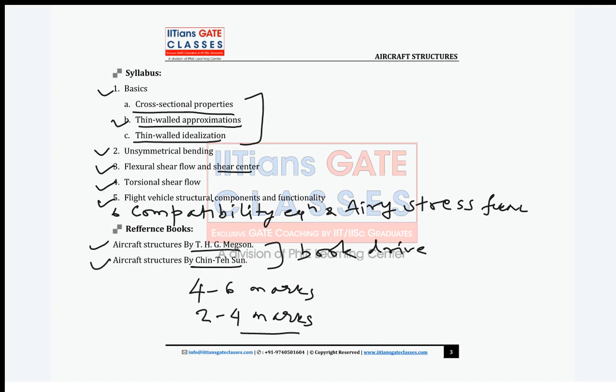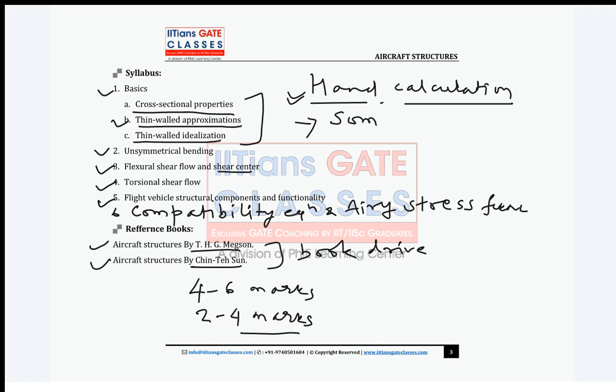Have you heard about something called hand calculation? In aircraft or aero structures, a lot of hand calculations are done. What is the technique used for hand calculation? Yesterday we discussed, right? The strength of material concepts, SOM concepts, are used in hand calculation. And for what structures? Aerostructures like fuselage, wing, and different components.